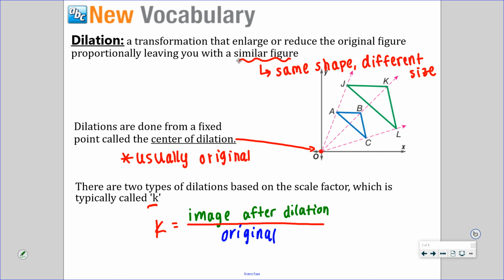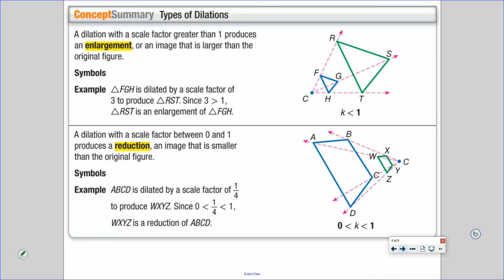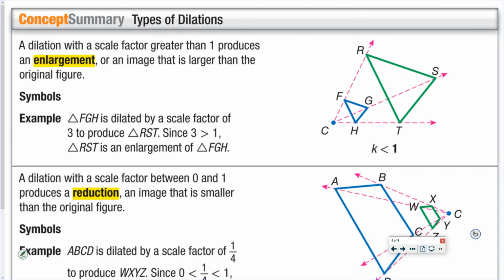Okay. So let's look at our two types of dilations a little more in depth. Starting with enlargement. And the words are very similar to what they mean in like everyday language, right? Enlargement means getting bigger, reduction means getting smaller. Okay. So if our scale factor, which we're calling k, that's what they're showing right here, if k is greater than the number 1, then the dilation is considered an enlargement.